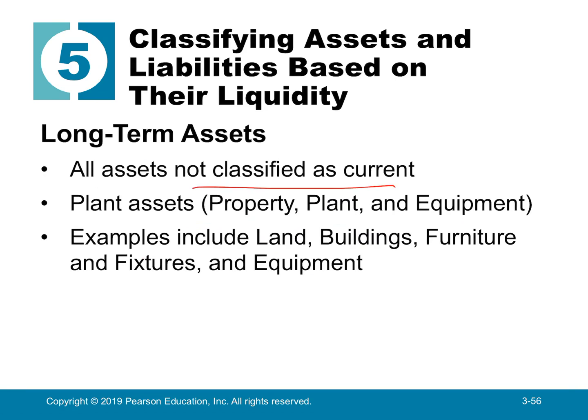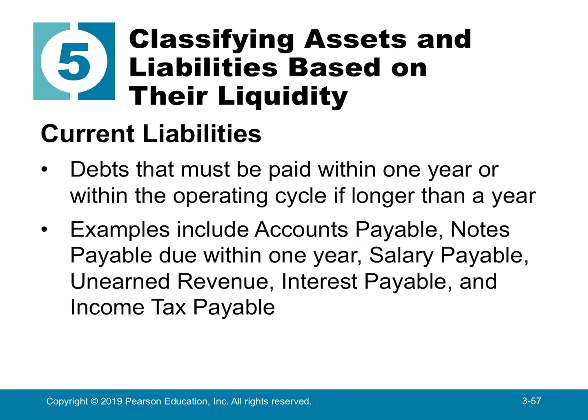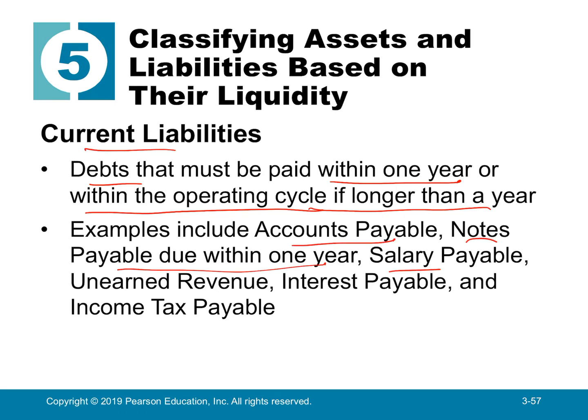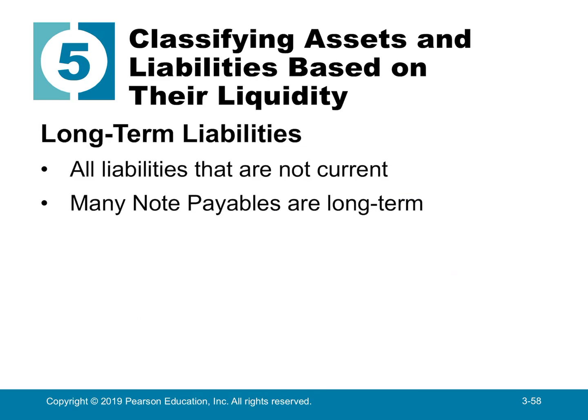Long-term assets are just things that are not current, things like property, plant, and equipment. So some examples would be land, buildings, furniture and fixtures, equipment. Current liabilities, so same concept, just talking about liabilities, a debt that needs to be paid within 1 year or within one operating cycle if it's longer than a year. Again, using the example of Boeing. So current liability examples would be things like accounts payable, notes payable that are due within a year, salary payable, unearned revenue, interest payable, income tax payable. All of these things we expect to pay within a year. Long-term liabilities are just liabilities that are not current, right? So there's notes payable that are generally long-term.